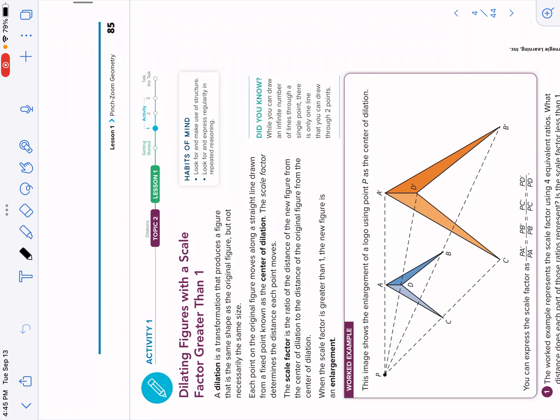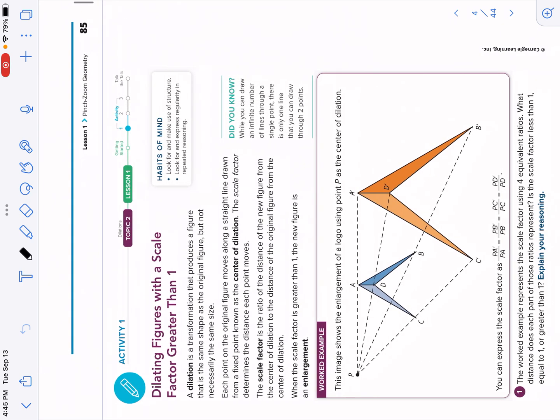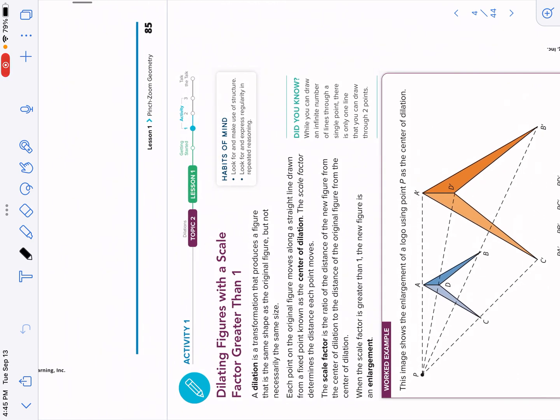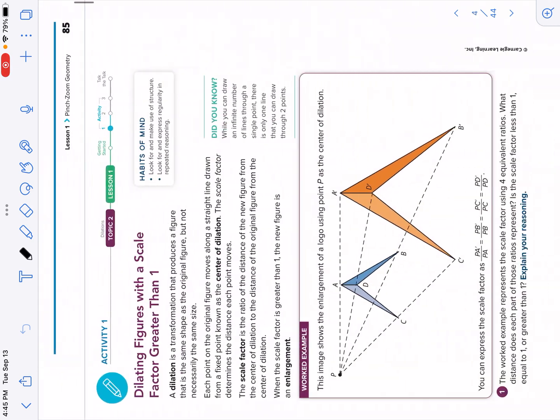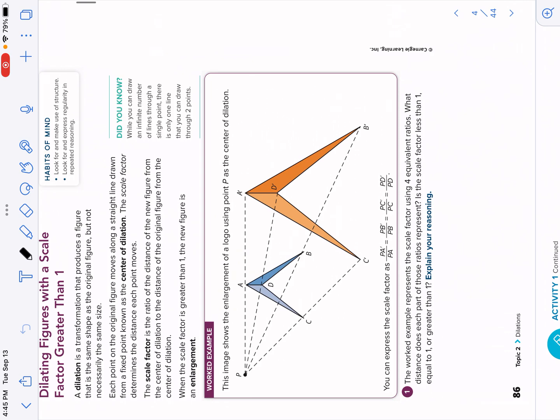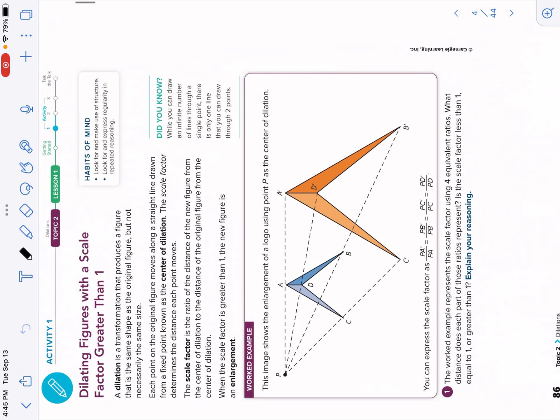So this page here, what is this, 80? Give me a second. Looks like we're at 86. Dilating figures with a scale factor greater than 1. I'm not going to go through the definitions because we already did that yesterday on our guided notes, but let me go through our worked example here.